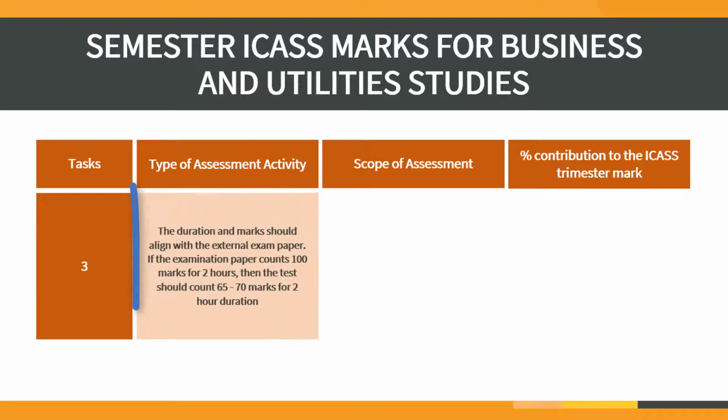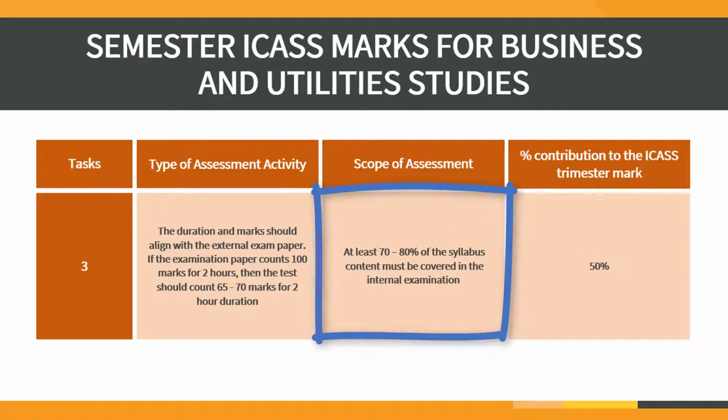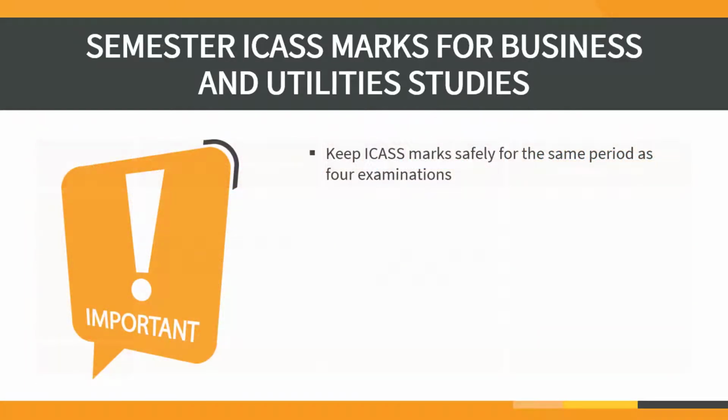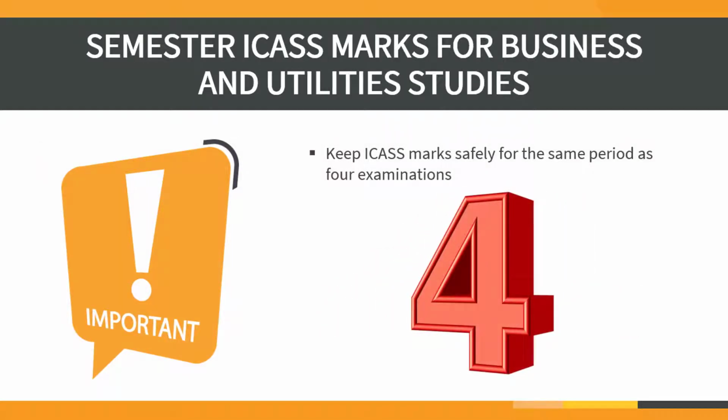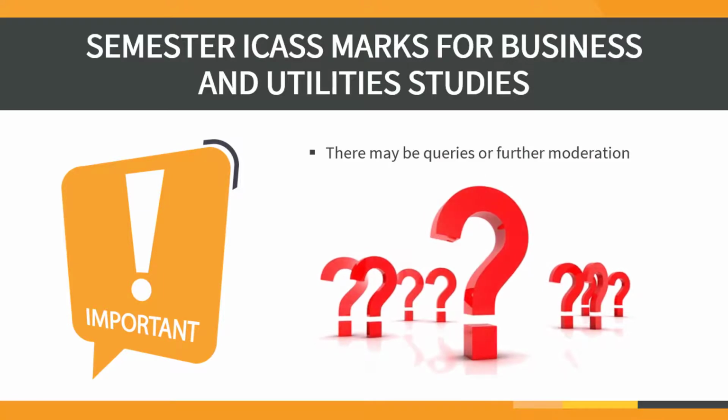The duration and marks of the internal examination should also align with the external exam paper, and at least 70 to 80% of the syllabus content must be covered in the internal examination. It is important to remember that the ICASS mark is valid for 2 consecutive years, thus for 4 consecutive examinations. This means that you must keep all assessment evidence available during this period, in case queries arise or further external moderation processes need to be conducted.